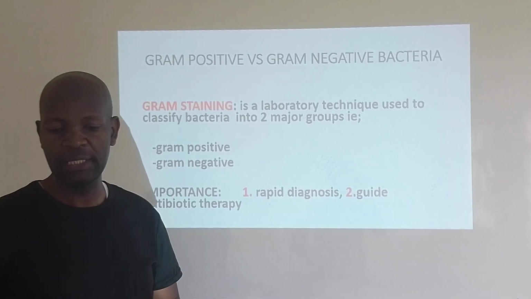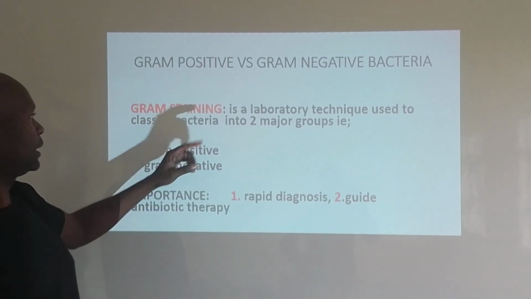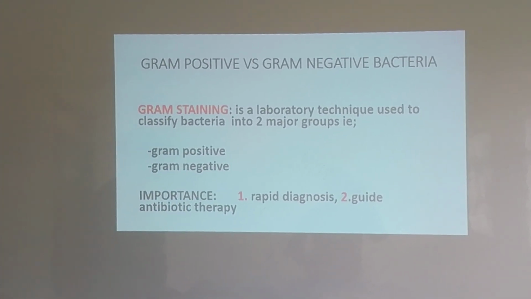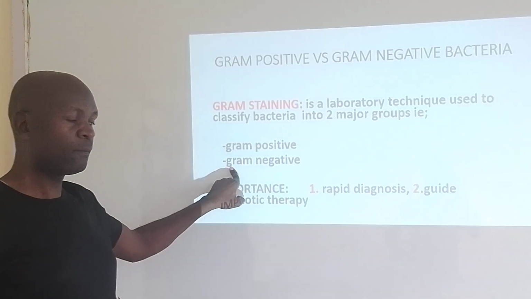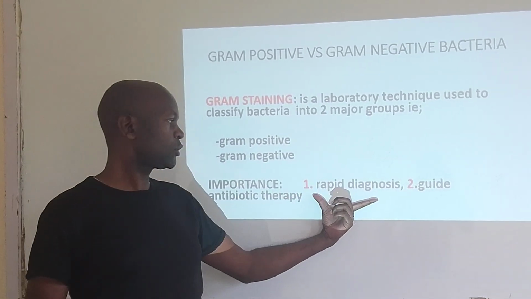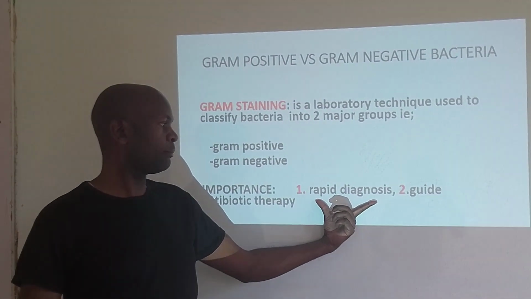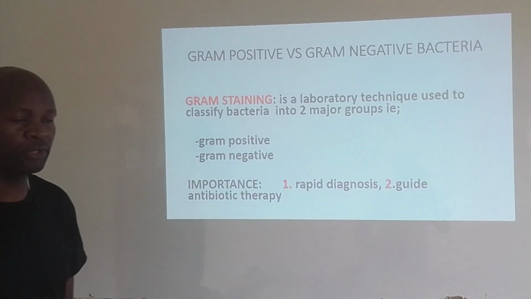In this case, gram staining is a laboratory technique which is used to classify bacteria into two major groups, in this case gram-positive and gram-negative. So what is the importance of classification? One, we want to look at rapid diagnosis, and also it guides antibiotic therapy.